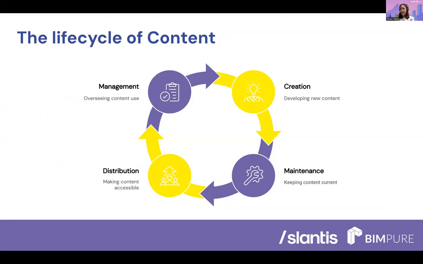We have first creation, so developing new content. Then we have maintenance, keep content current, distribution, making content accessible for everyone, and management, because someone has to be on top of that. The life cycle is great, but we do have to have a strategy and people that are accountable for each one of these parts, especially the management part, because the other parts can keep on going if we have a specific strategy to go on.